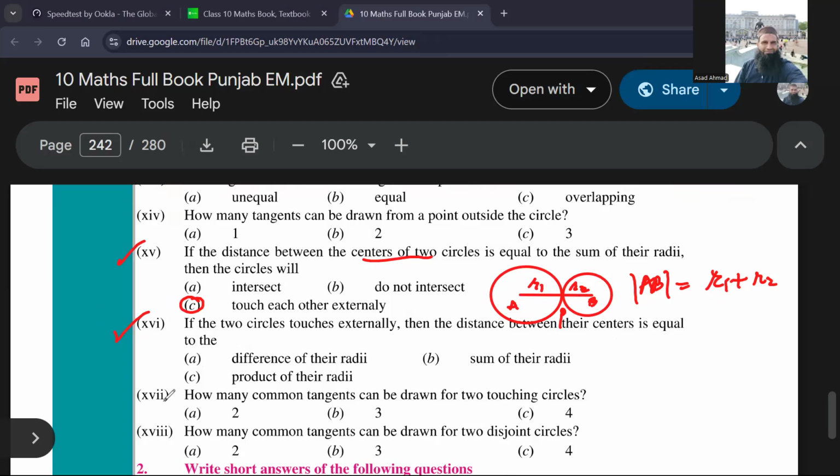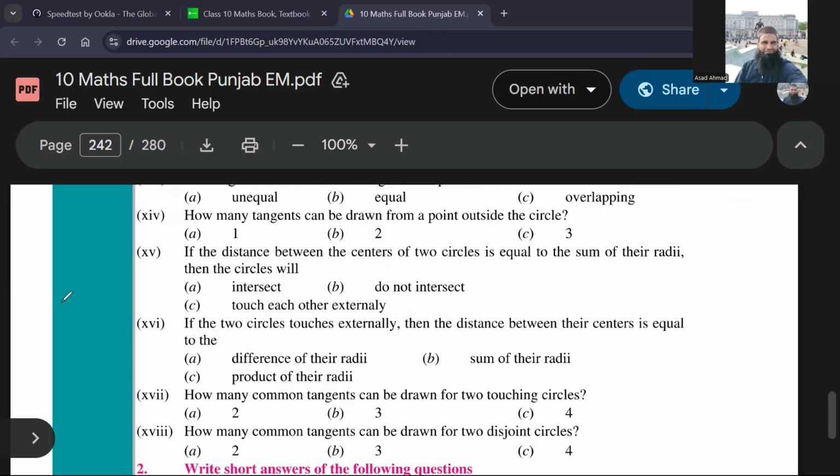Okay, number 17. Number 17 says how many common tangents can be drawn to two touching circles. So first let me draw two touching circles. Let's suppose it is a case like this one. How many common tangents can be drawn? So you can draw the first common tangent, the second common tangent, the third common tangent. So three tangents can be drawn.